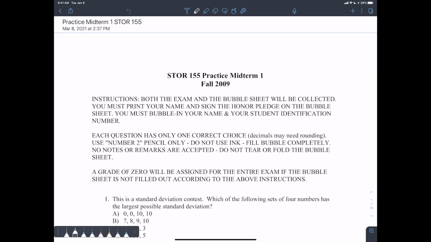Alright, hello everybody. This is going to be an overview of the practice midterm 1 from fall of 2009. This is now the spring of 2021, so I guess stats doesn't really change, but it doesn't really matter.